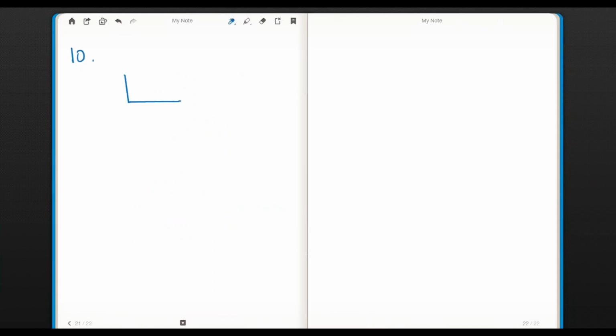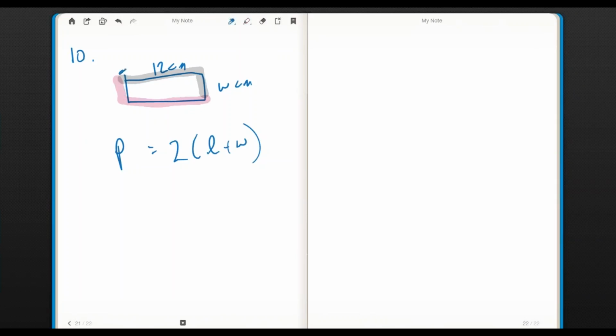Number 10, pretty straightforward. In terms of W, what is the perimeter of a rectangle that measures 12 centimeters by W centimeters? And again, a perimeter, you can do it several different ways. The way that often is most helpful is to think of a perimeter as 2 times length plus width. In other words, this is a length plus a width, and if I had that twice, that's the perimeter. We've walked all the way, started here, we walked all the way over here and down here, then we walked back over here and up here.